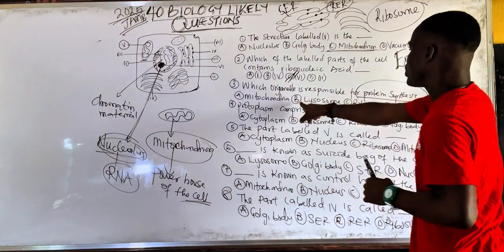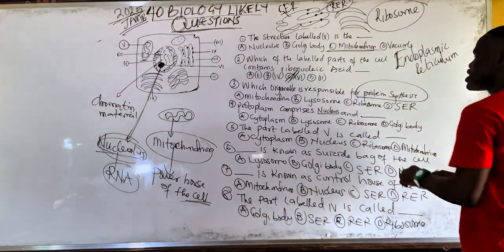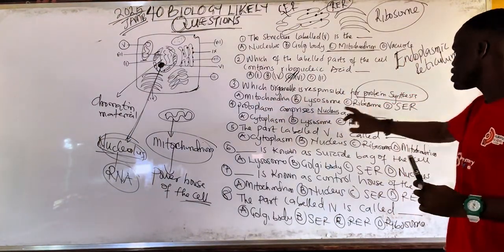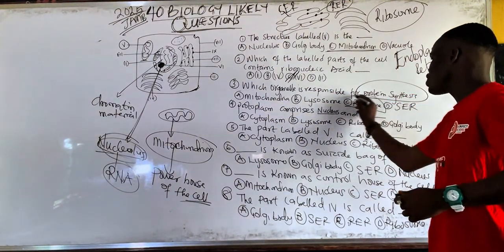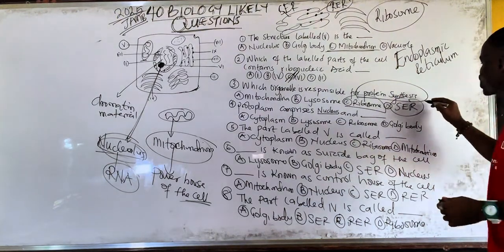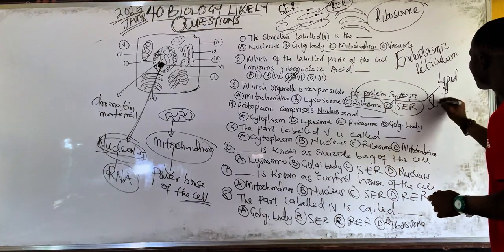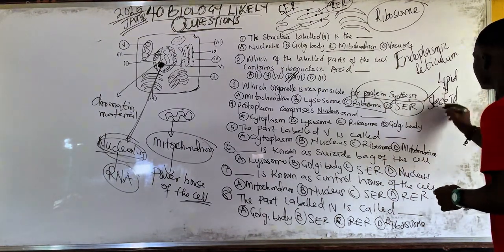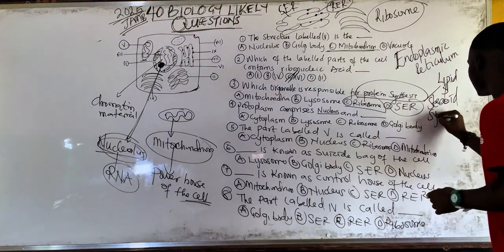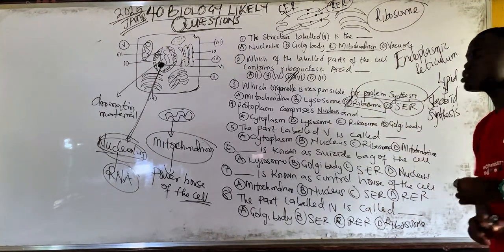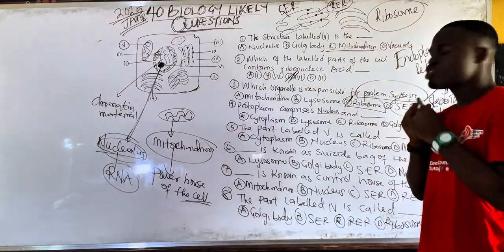So the answer to this question now, for instance, which is an example for protein synthesis? Now, you can see that mitochondria is, of course, not that. Lysosome, not. Ribosome is the answer. Not smooth endoplasmic reticulum, because smooth is also for lipid and steroid synthesis. Okay? So the answer to this question is ribosome.